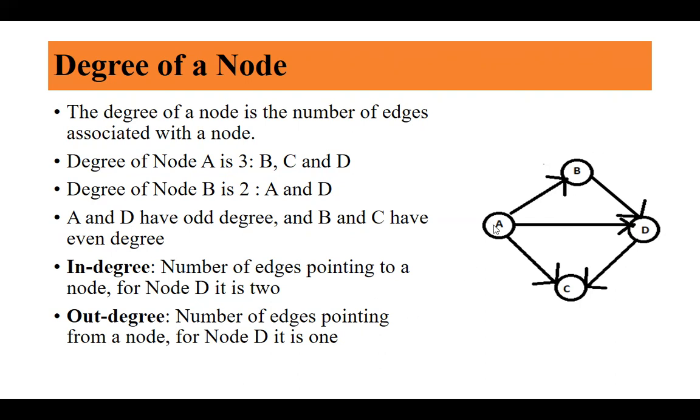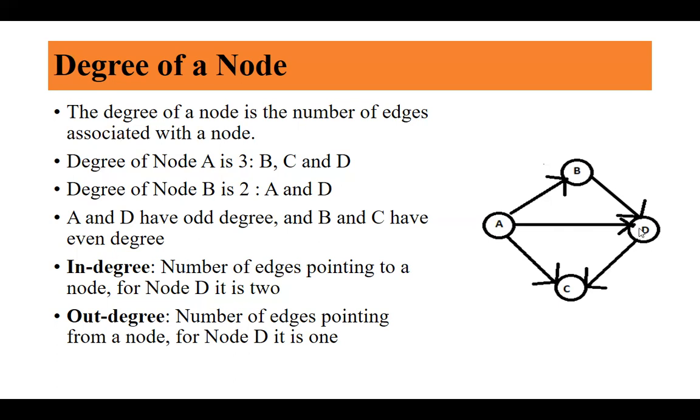If you look at A, there is no edge coming to A. So in degree of A is 0, but out degree of A, there are 3 edges going out from A. So out degree of A is 3. Fine. In degree is 0, out degree is 3. Similarly, if you look at B, in degree is 1 and out degree is also 1. There is one edge coming to B and there is one edge going out from B.